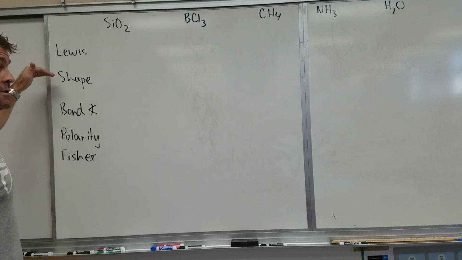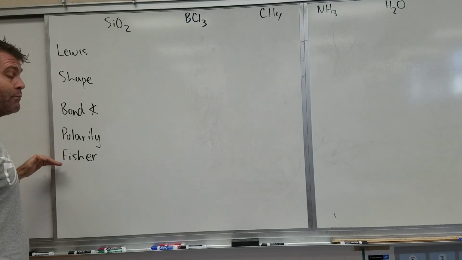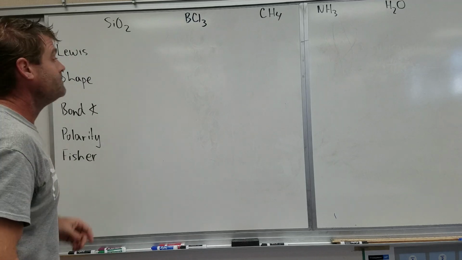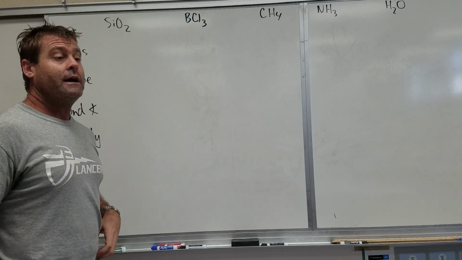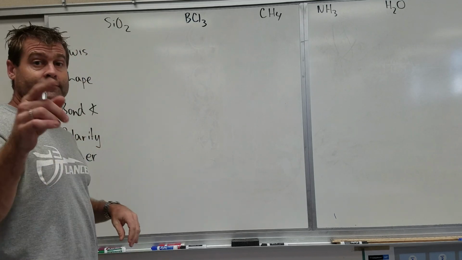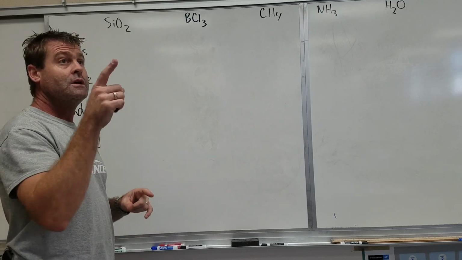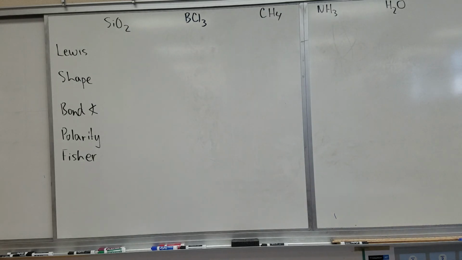We're going to determine the shape, the bond angles, the polarity, and then we're going to do what's called a Fischer projection. We're going to go kind of quick here. So first thing is we've got to do a Lewis structure. First we're going to determine the number of valence electrons. You would have to look at the periodic table. Let me show you how you can do that.